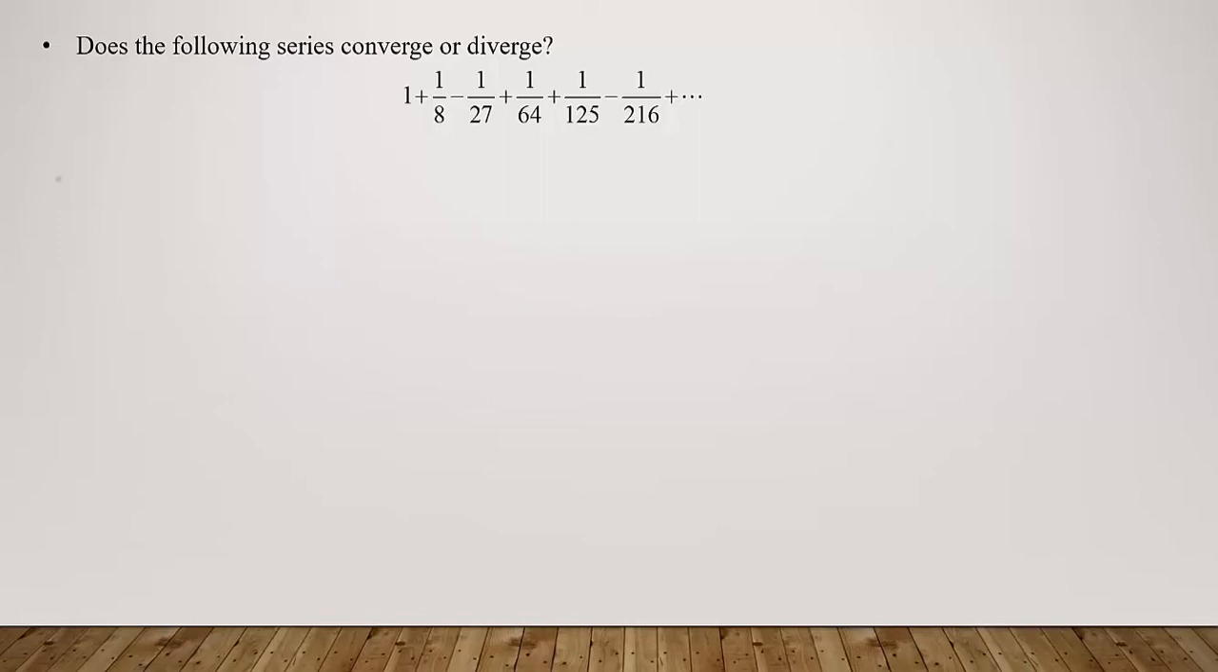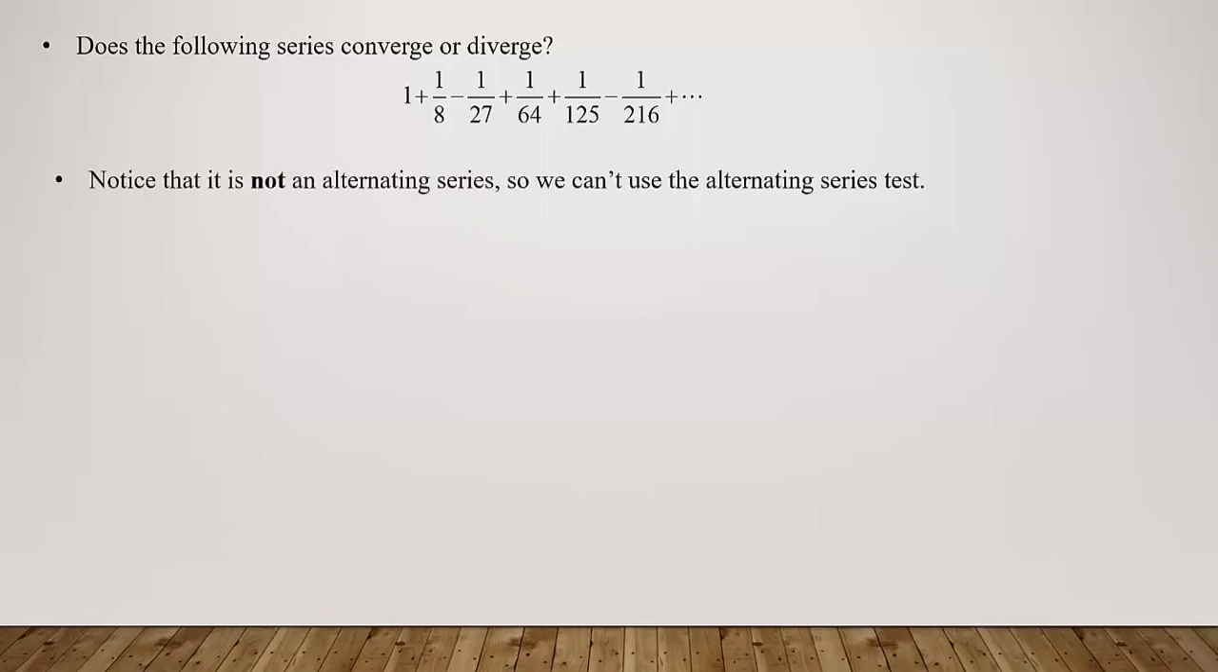Notice that this series is not an alternating series. As a result, we can't use the alternating series test. The terms of that series go positive, positive, negative, positive, positive, negative. That is not an alternating series. So does that series, the original series here at the top of the slide, does it converge or diverge?